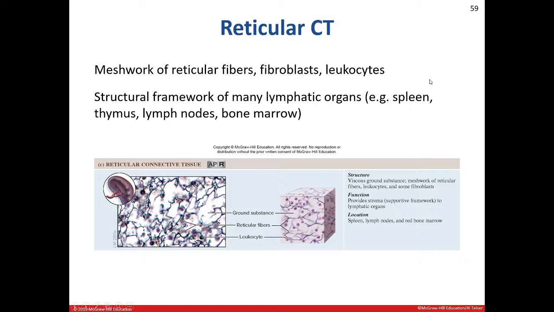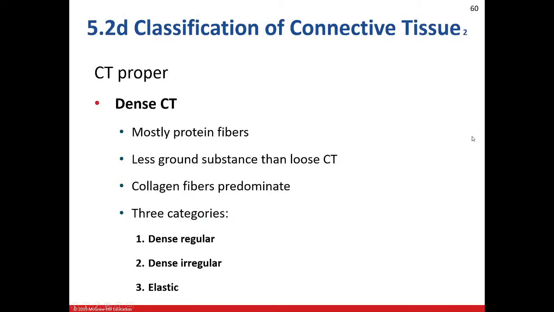All right. Then we have reticular connective tissue, which forms a meshwork of reticular fibers, fibroblasts, and of course leukocytes as well. And so you'll find this in the pulp of many organs, such as the spleen, the thymus, lymph nodes, and bone marrow. All right, so connective tissue proper. That was loose connective tissue. Loose connective tissue was areolar, reticular, and adipose.